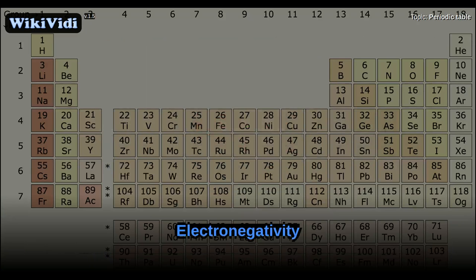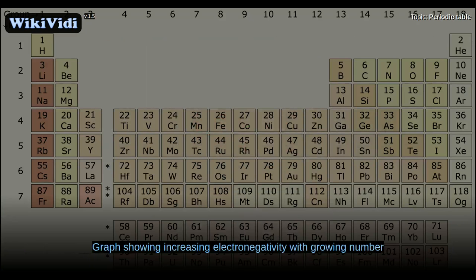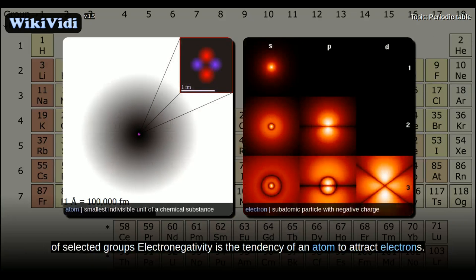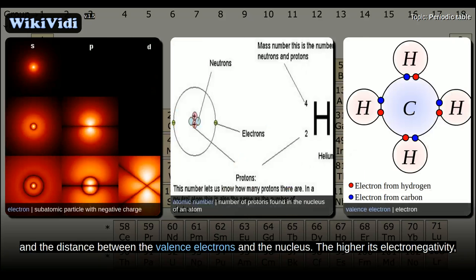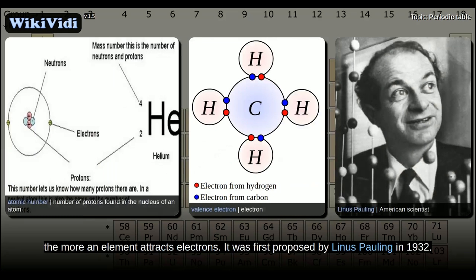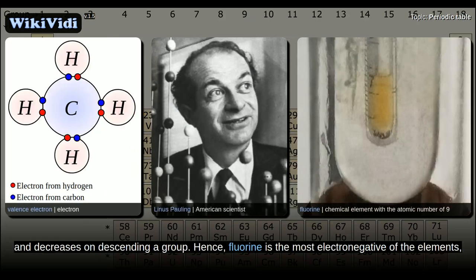Electronegativity. Graph showing increasing electronegativity with growing number of selected groups. Electronegativity is the tendency of an atom to attract electrons. An atom's electronegativity is affected by both its atomic number and the distance between the valence electrons and the nucleus. The higher its electronegativity, the more an element attracts electrons. It was first proposed by Linus Pauling in 1932. In general, electronegativity increases on passing from left to right along a period, and decreases on descending a group.